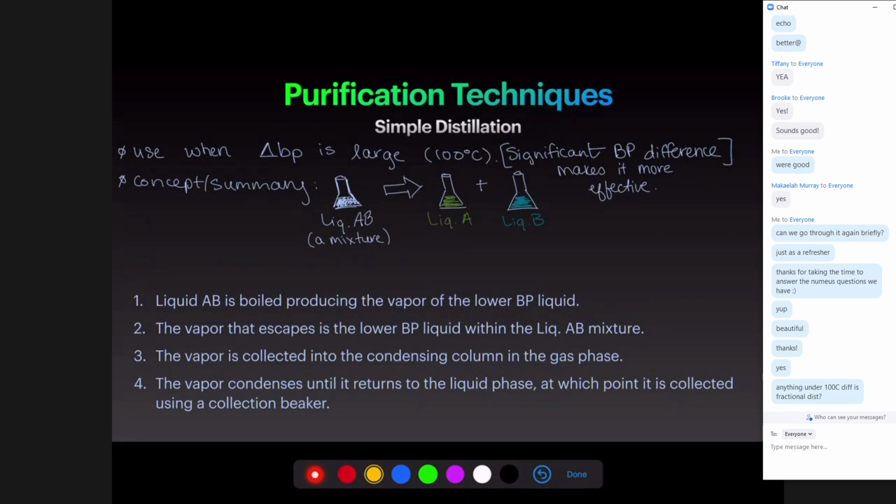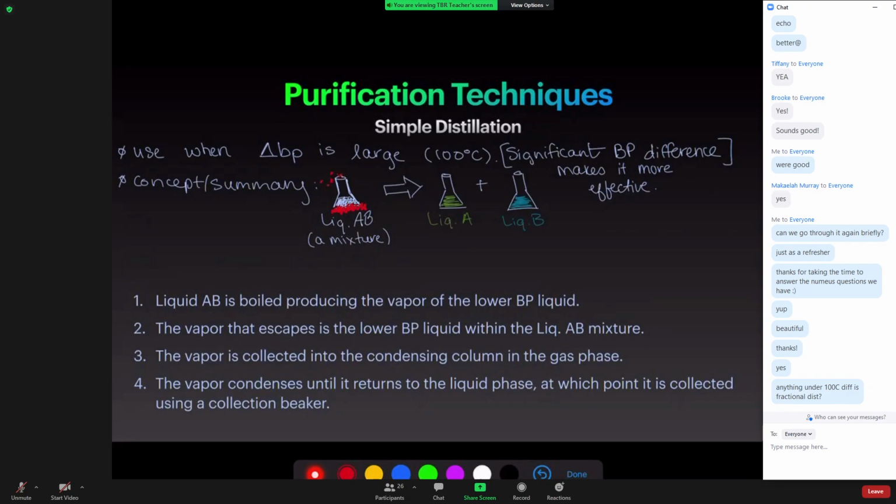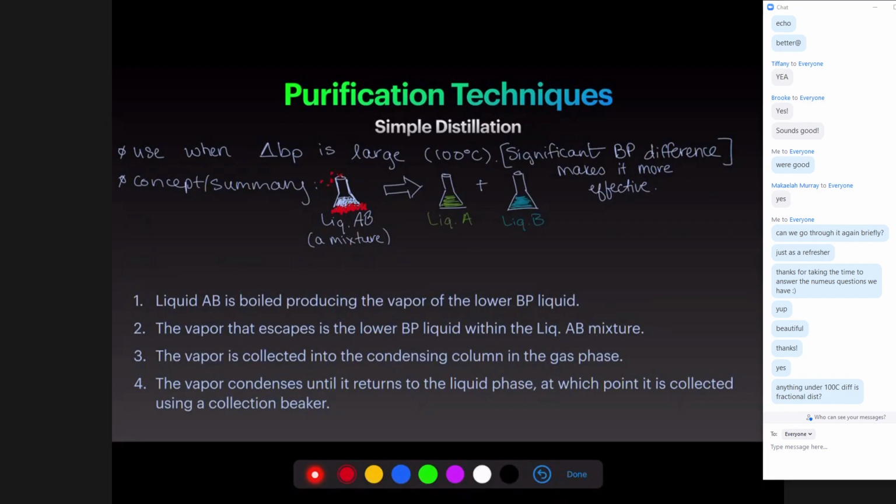So for simple distillation, the first step would be liquid AB is boiled, producing the vapor of the lower boiling point liquid. Let me write some heat in here. So this is the hot plate. The liquid AB is boiled, which produces vapor or gas of liquid A, of the lower boiling point liquid, whichever it is, liquid A or liquid B. The vapor that escapes is the lower boiling point liquid within the liquid AB mixture. Does that make sense?